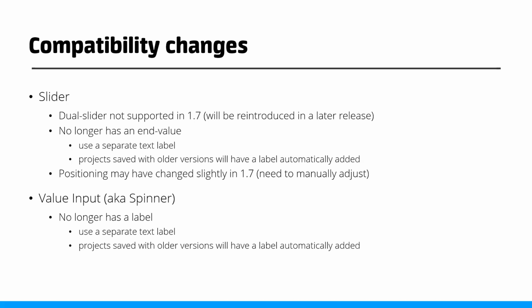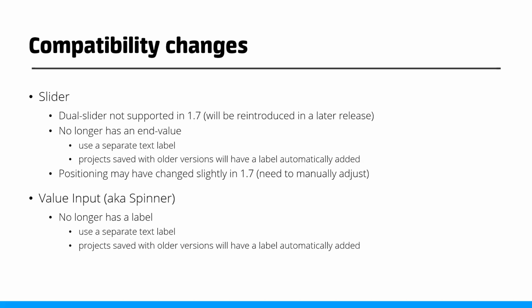The other thing about the slider is that it no longer has an end value. The reason for that is we've done some work in 1.7 to start, you won't see it in 1.7, laying the groundwork for making things easier to line up. The problem with the end value is it spilled outside the bounds of the component, so the slider itself no longer has an end value option. If you want an end value, you can just put another text label next to it and bind it to the same value as the slider.